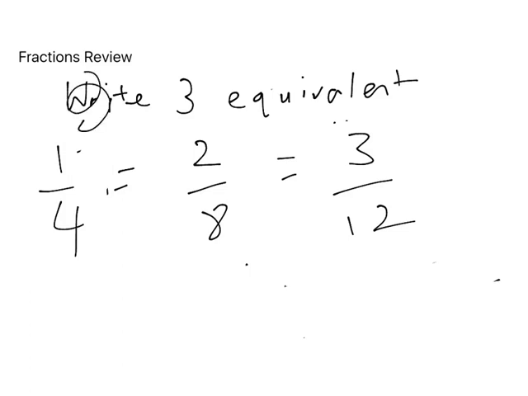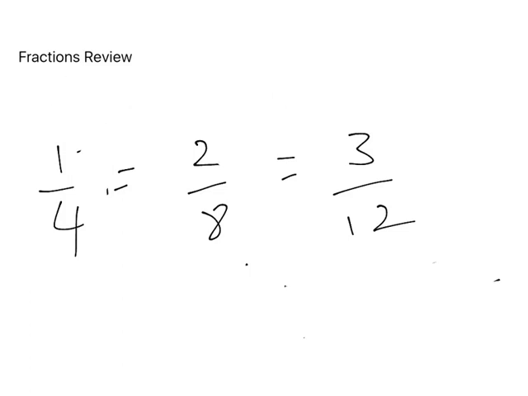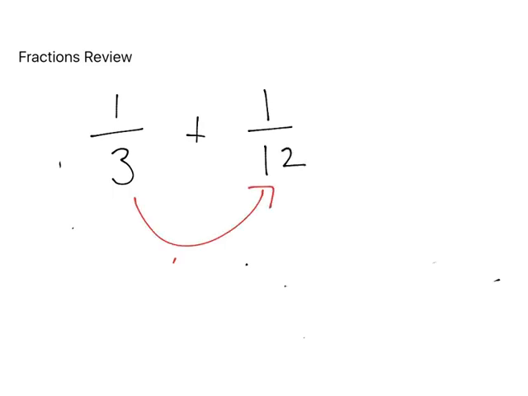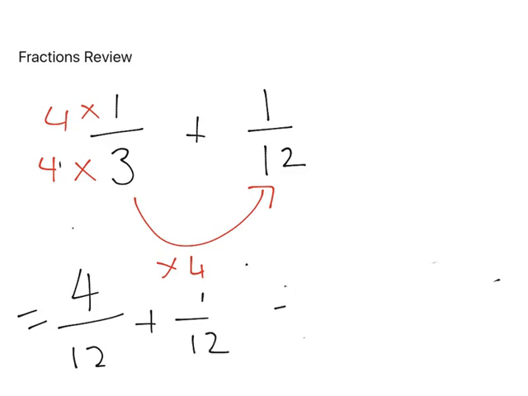Why is it useful? Well, if we want to add these 2 fractions, well, I can see that they're not the same, but 3 times 4 is 12. So what I'm going to do is I'm going to times 4 here, times 4 here. We know we can do that. They're equivalent fractions. 4 times 1 is 4, 4 times 3 is 12. And remember, we just add the top. So 5/12.